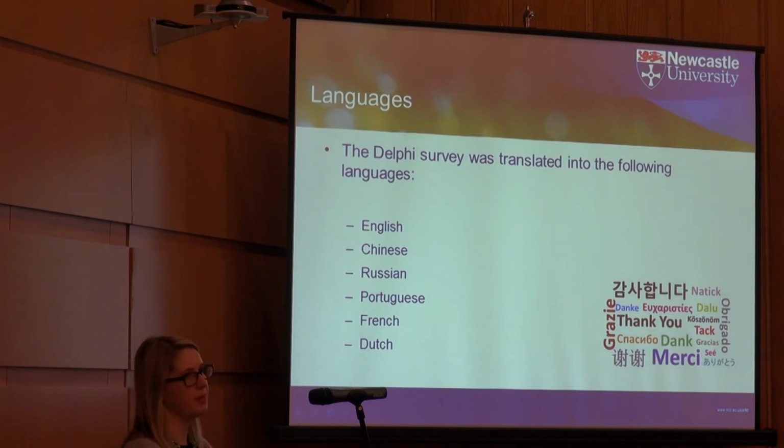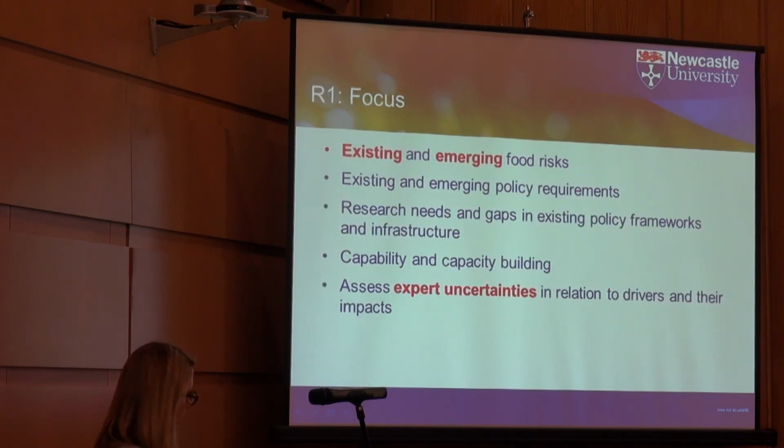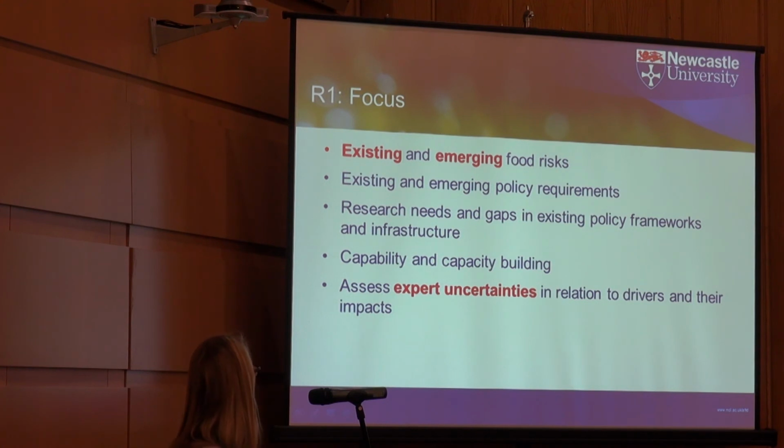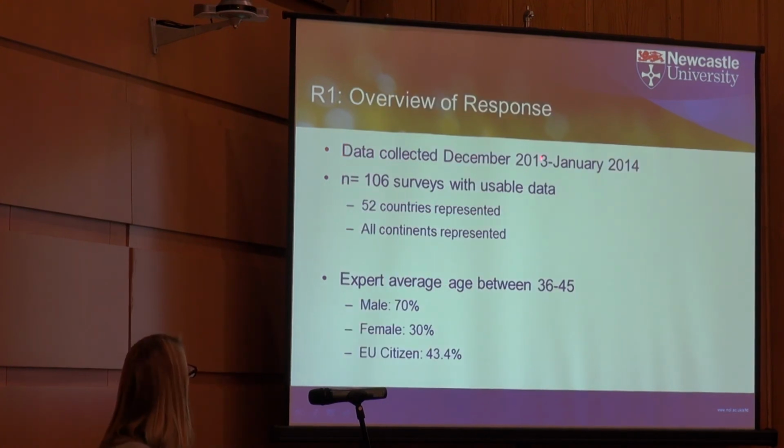So again, building on the recommendations of the Go Global project, we translated the Delphi survey into the following languages: English, Chinese, Russian, Portuguese, French and Dutch, with the help of our collaborators, which we were very grateful for. We looked particularly in the first round at existing and emerging food risks, existing and emerging policy requirements, research needs and gaps, capability and capacity building, and also expert uncertainty. So we were asking experts to rate how certain they were that the drivers were going to cause problems in the future. So the data was collected between December and January 2014.